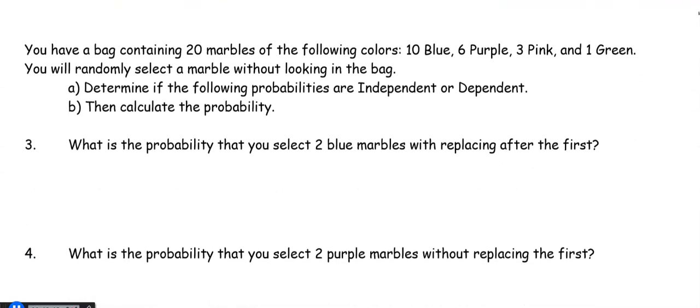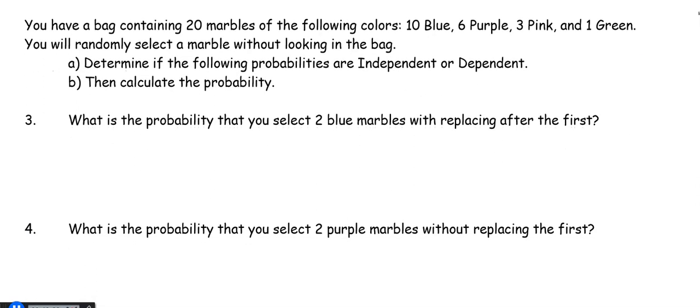We're moving on over to that second page of your notes. So we've got our directions here again with all of our marbles and all of our colors, so we don't have to flip back and forth. What is the probability that you select 2 blue marbles with replacing it after the first one? Okay, so the key is, am I replacing it or am I not replacing it? Because I'm replacing that marble, these two events are independent.